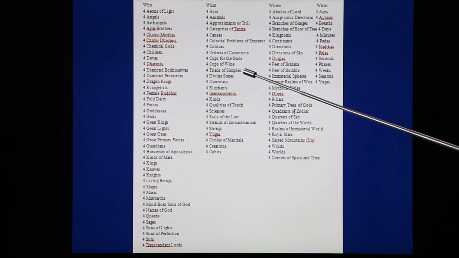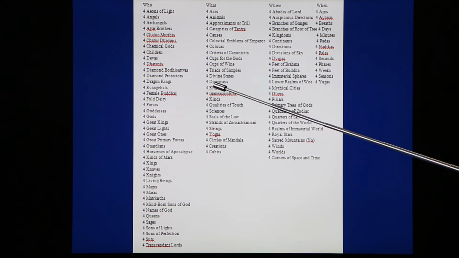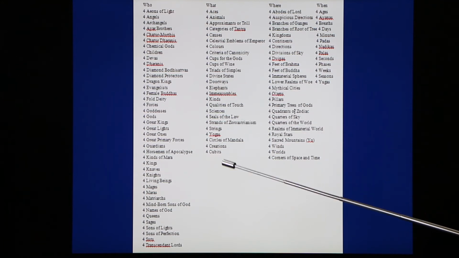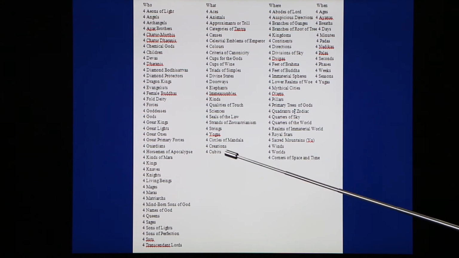the 4 cups of wine, the 4 doorways, the 4 elephants, the 4 seals of the law, the 4 circles, and the 4 cubits. And in fact, when we get to the next lecture, I'll show you that the swastika, which among other things, is a way of dividing the world into four bits.